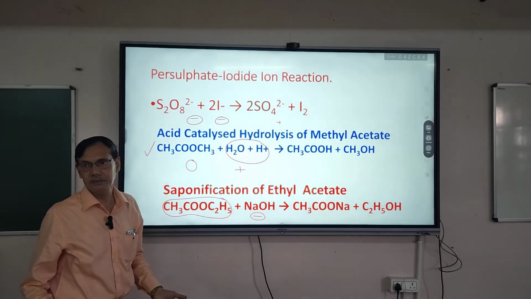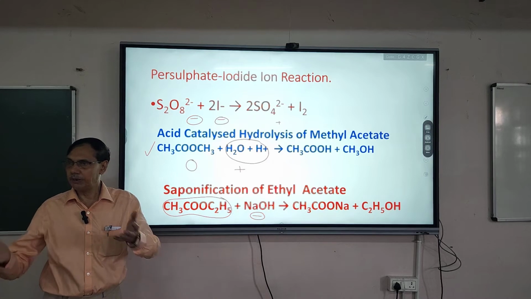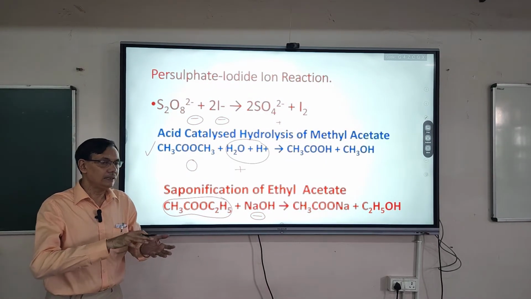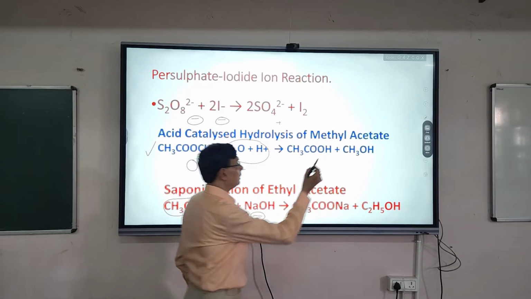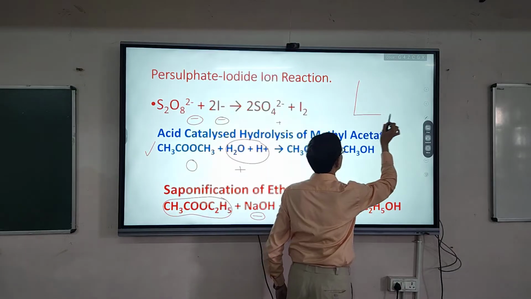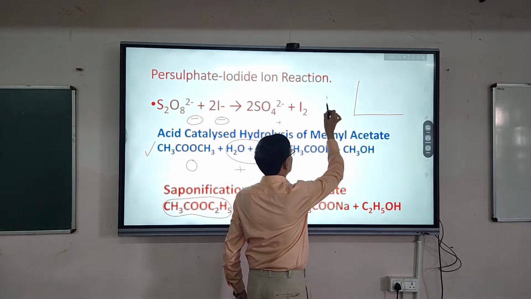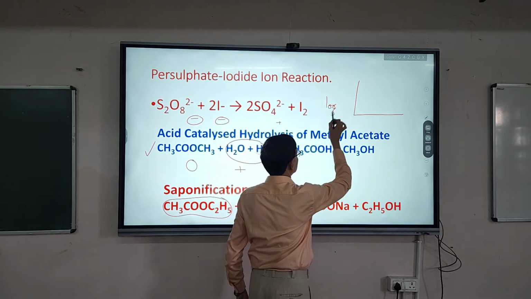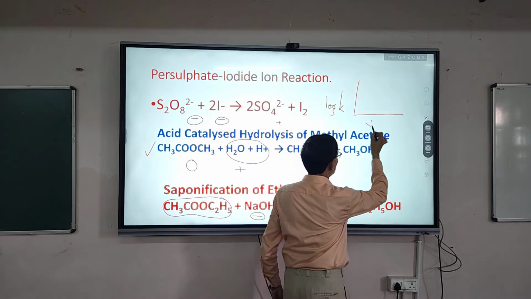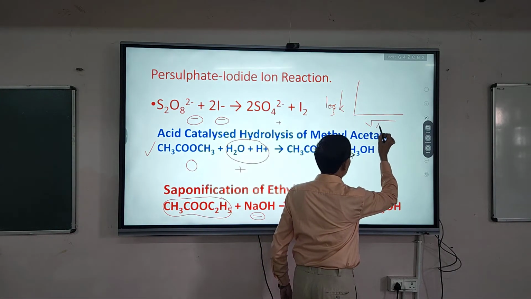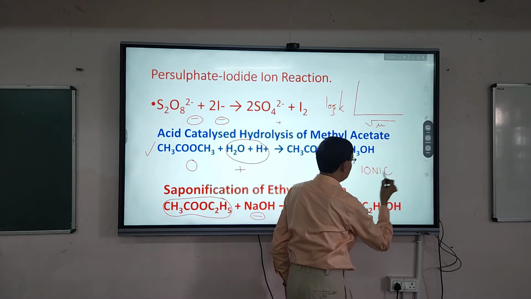So what happens when you perform the experiment in the presence of electrolyte and in the absence of electrolyte? We have observed that when you plot a graph between log of rate constant and the square root of the ionic strength. I'll tell you the ionic strength because that is also a very important concept. Ionic strength.